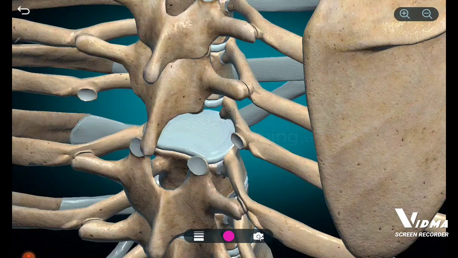Here it attaches, one articulation surface here, and here also one articulation surface, like this one and this one. On the dorsal side, ribs have two articulation surfaces.